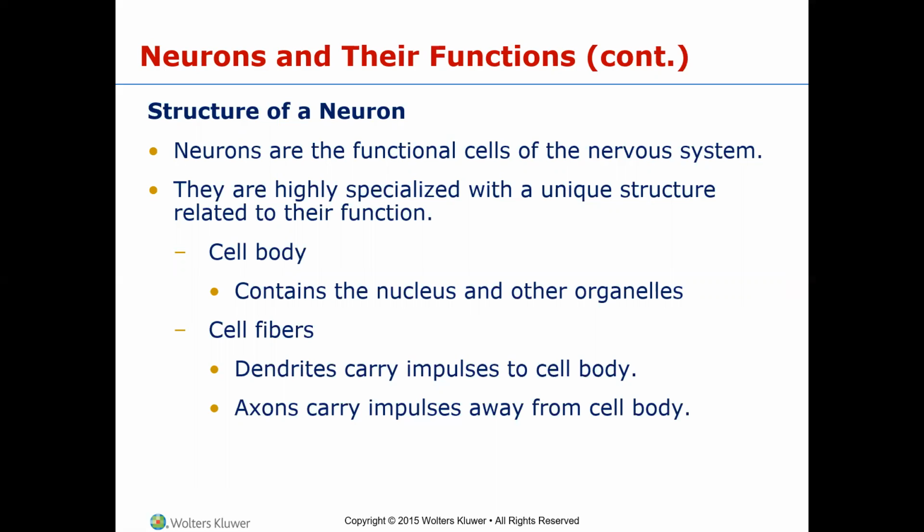And then it also has these cell fibers that are coming off of the cell body. So there are two different fibers. There's one that's above the cell body, and then there's one that is in the other direction. And the dendrites are some of those fibers that bring messages into the cell body. And then on the opposing side of the cell body, you have axons that are carrying those impulses away.